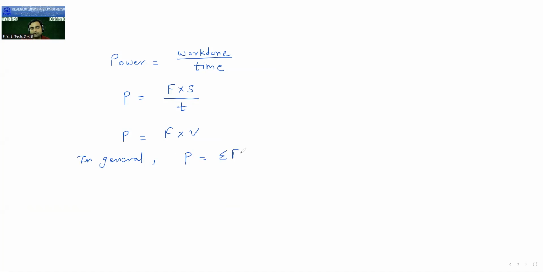So here power P is equal to work done upon time, the rate of doing work. Work done is F into S, divided by T. But S means displacement and T means time, so displacement upon time is nothing but velocity. So it is F into V. So in general, power P is equal to summation F into V.